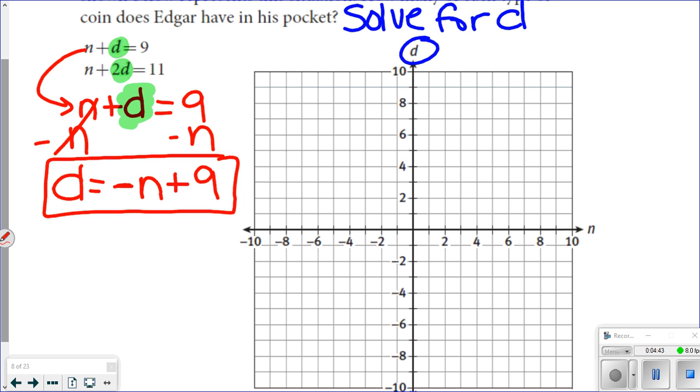My y-intercept here, everybody go up and we're going to plot it at 9. And then my slope here is a -1. So we're going down 1 over 1, down 1 over 1. Because it's negative, we want our line to be decreasing, thinking about sledding down a hill. We're going down. And then use a straight edge to connect these.